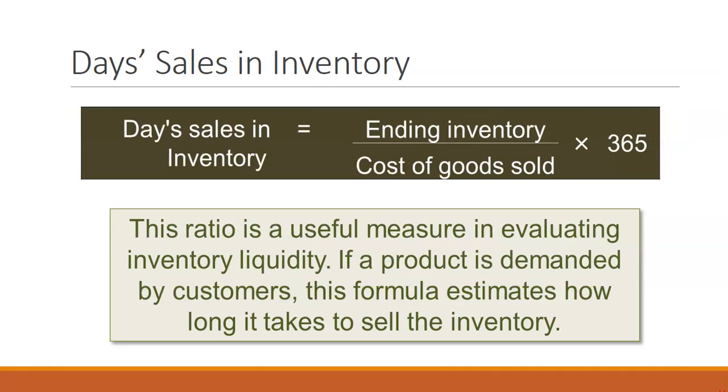We also look at the days' sales in inventory. This tells us on average how many days inventory sits at our business before it is sold. This is inventory divided by cost of goods sold times 365 days.